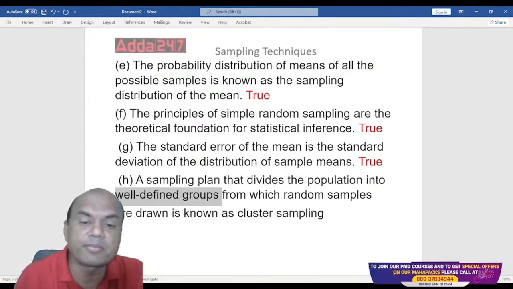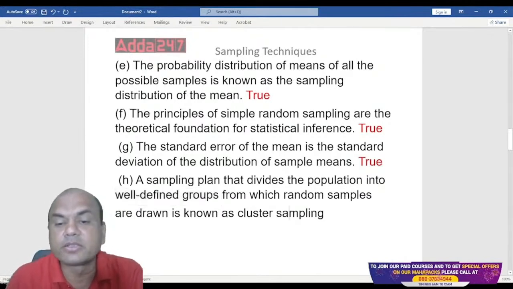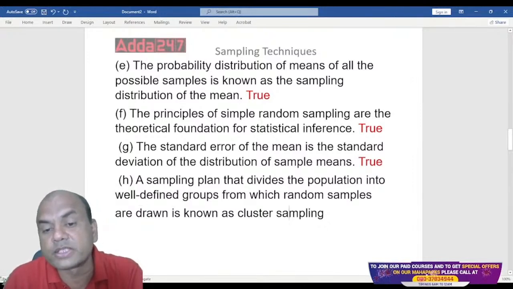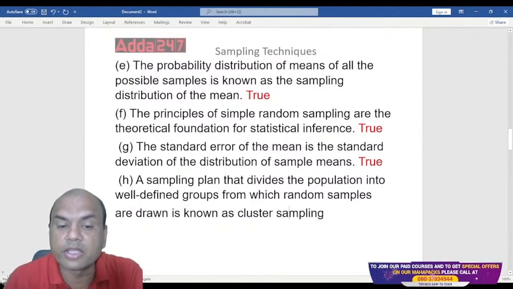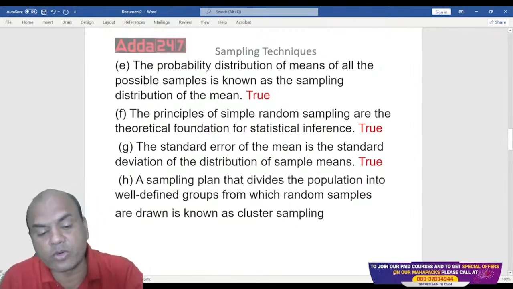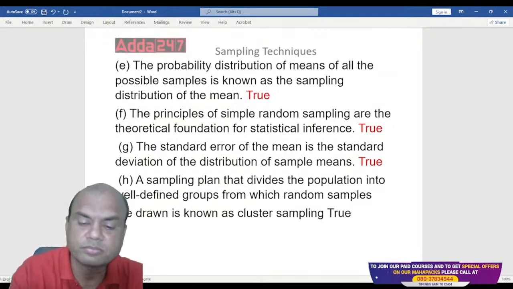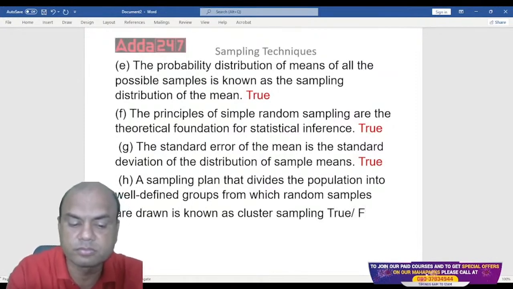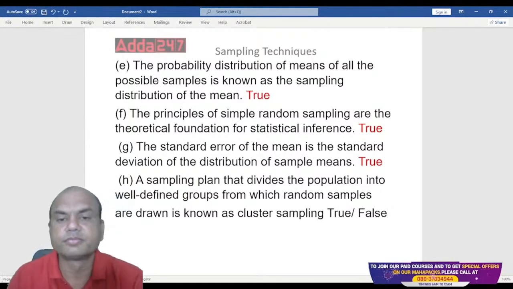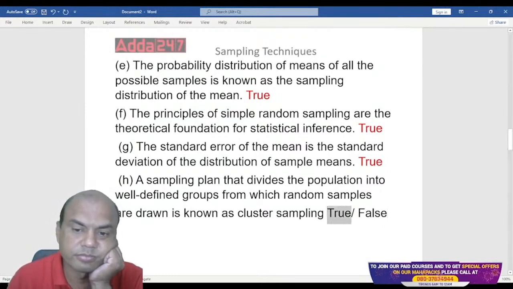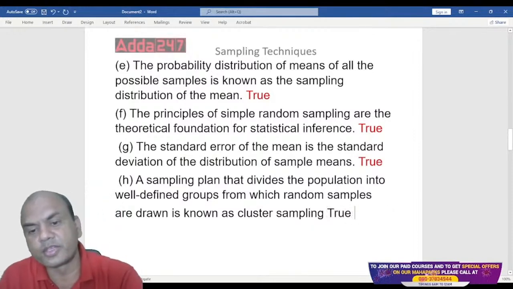So the sampling plan that divides the population into well-defined groups from which random samples are drawn is known as cluster sampling. Is it true or false? It is true.